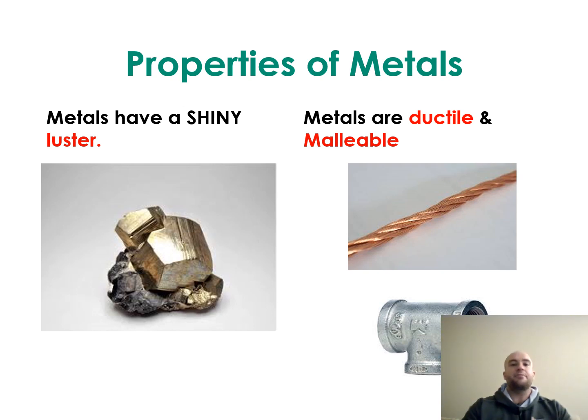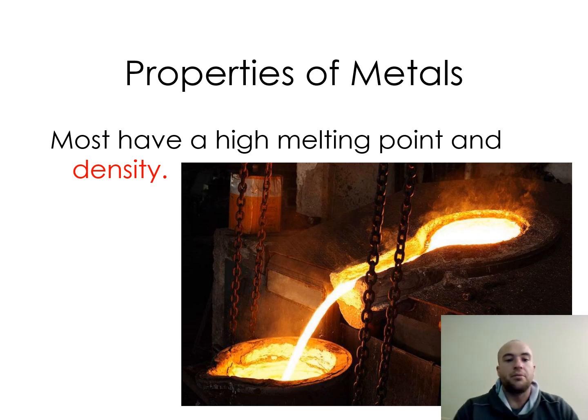Metals are going to have a shiny luster. They're going to be ductile. They're going to be malleable. In class Thursday and Friday, we're going to examine these different materials and gauge: is it shiny? What's its luster level? Is it ductile? Is it malleable? Can we bend it into sheets? We're then going to classify our elements based on that. Metals are usually going to have a super high melting point. They're going to have a very high density.